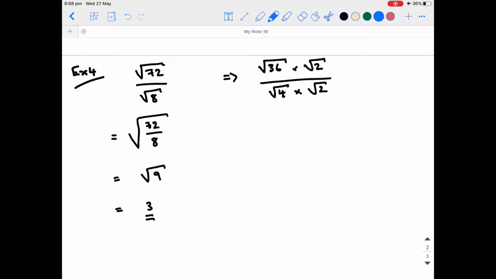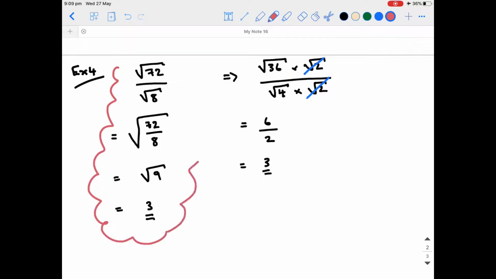We have a common factor on the top and the bottom line of root 2, so they can be simplified off. That leaves us with the square root of 36, which is 6. The square root of 4 is 2. And 6 divided by 2 is 3. Now, I would suggest that this approach here is probably easier and the quicker of the two approaches.